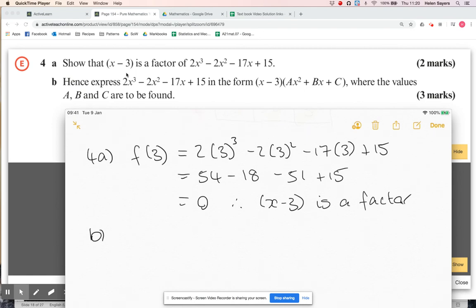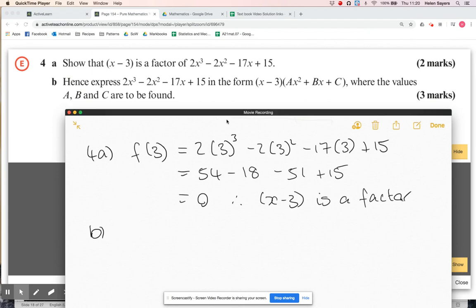Okay, so then they ask us to find those missing values. And one thing you can do is, seeing as we know x minus 3 is a factor, so there's no remainder, we can actually say what capital A and capital C are really easily. Capital A has to be 2, because we know we're supposed to get 2x cubed, and capital C has to be minus 5, because we know when those brackets are expanded back out, it should be plus 15. So you can get both of those without any working.